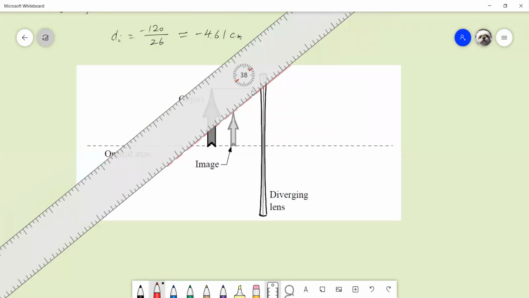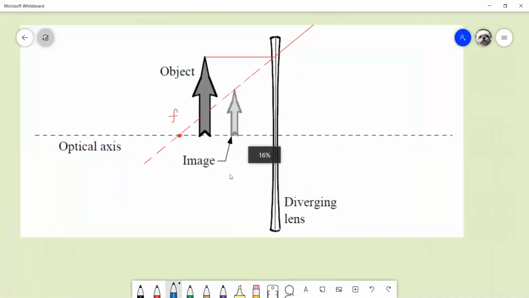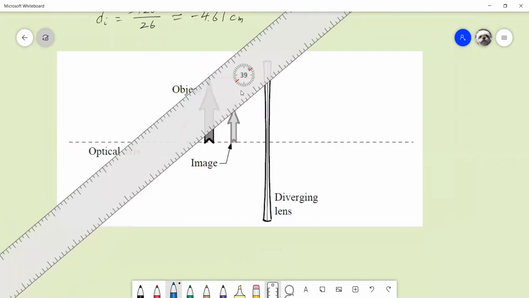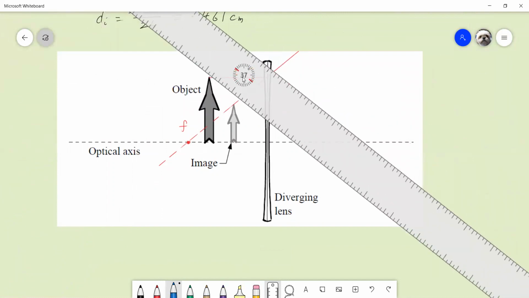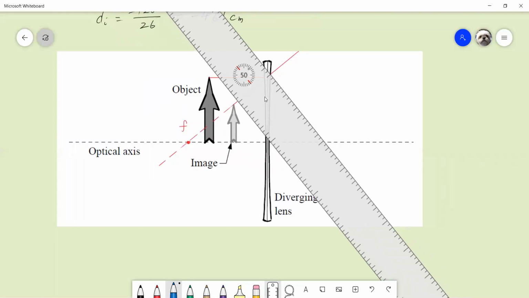Originally, they extend back to intersect with the principal axis, so here will be my focal point. Make sense? Now I can verify that by drawing another line using the vertex. Remember that when you pass through the vertex, they would just go straight, like this.